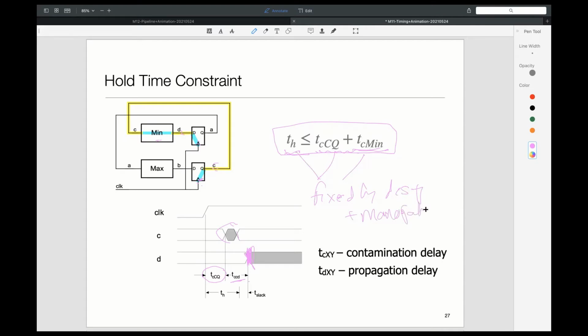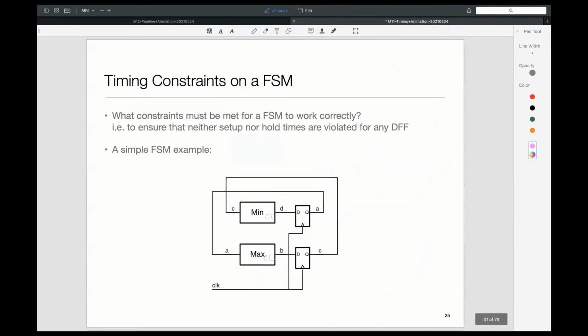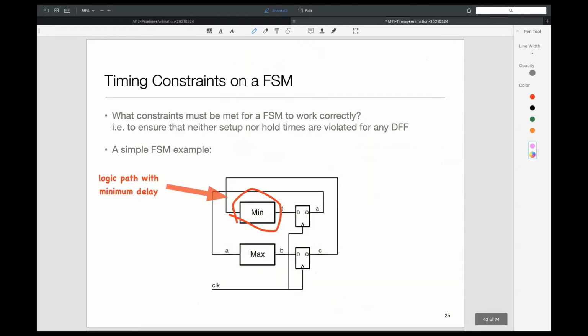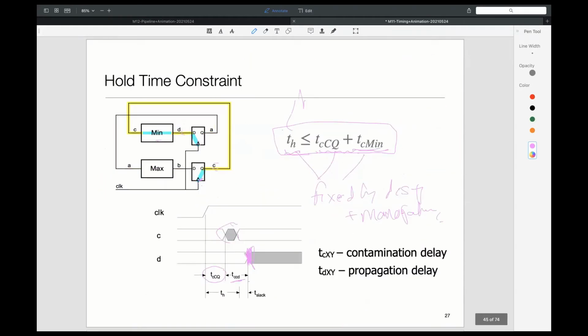What is TH and what is TC min? TH is the hold time. Go back out here, this is the TH. It's the time for which the input to a flip-flop or a sequential system should remain stable after the clock edge. And TC min is basically the same thing as TCC2D. It's the contamination delay across this.